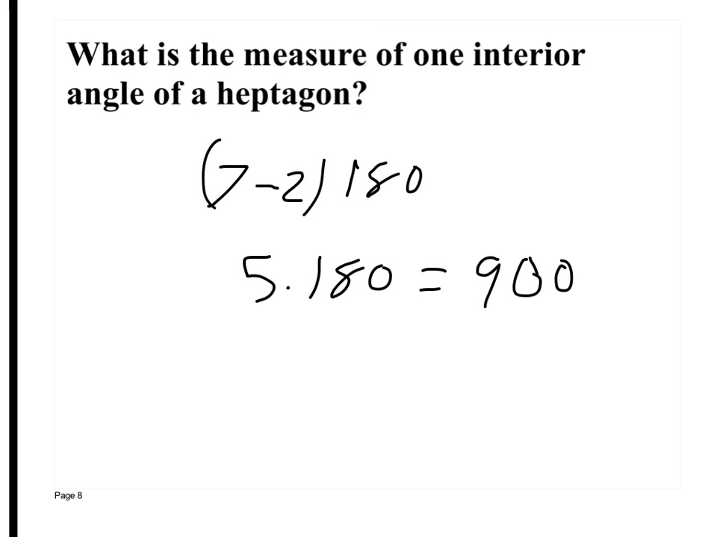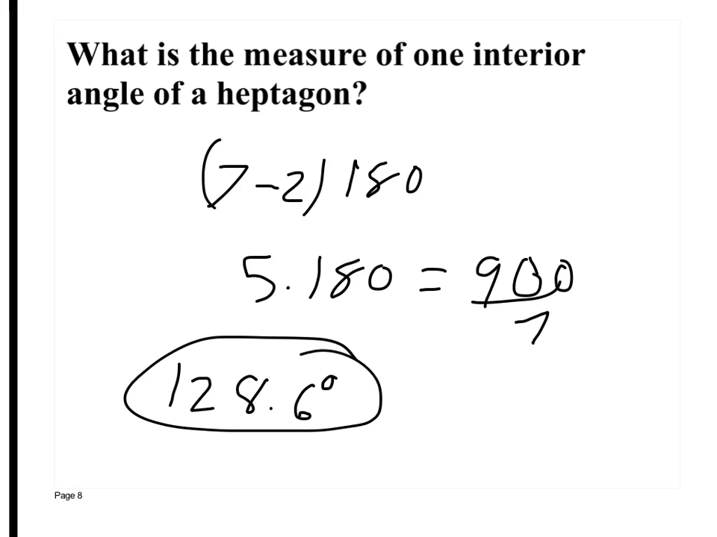Okay, now that's what it all adds up to. How do I find what just one of them is? Divide it by what? 7. How many angles does a heptagon have? 7. That's the same number as the sides. So I take 900 divided by 7. This gives me the one angle measure of 128.6 degrees. So one interior angle of a heptagon is 128.6. Right? You add all those up and you will get 900. Any questions?